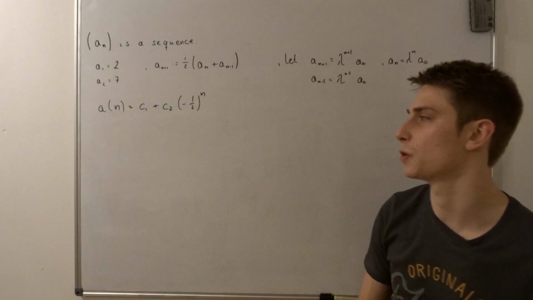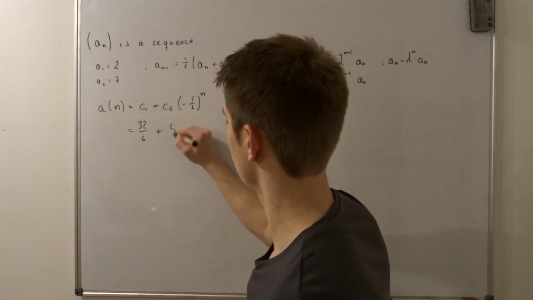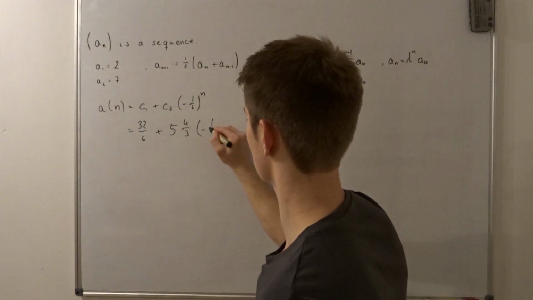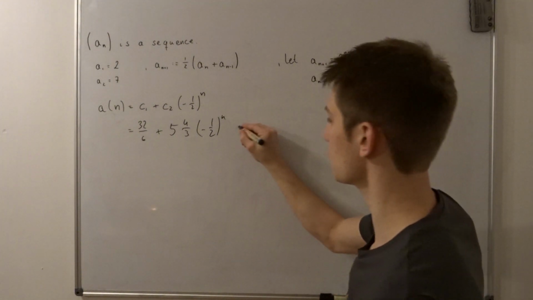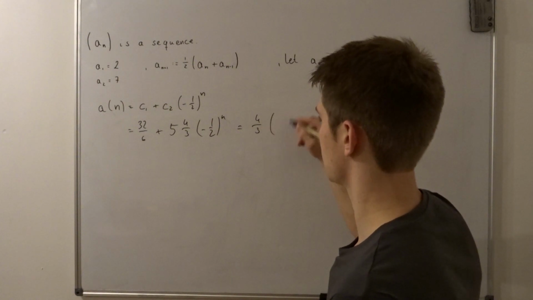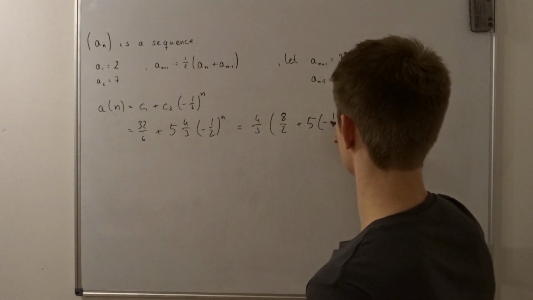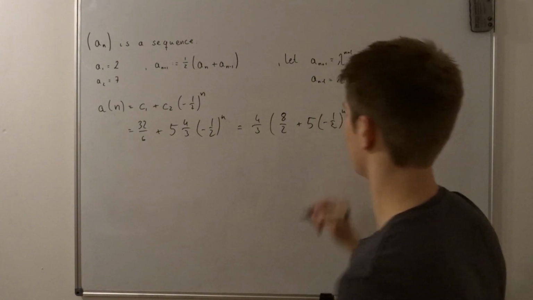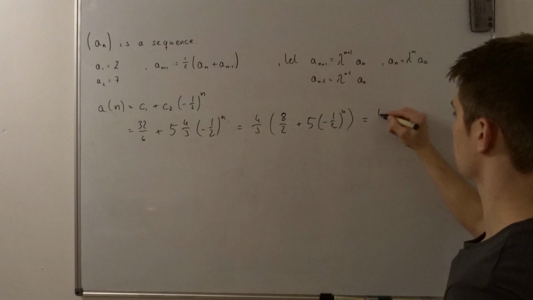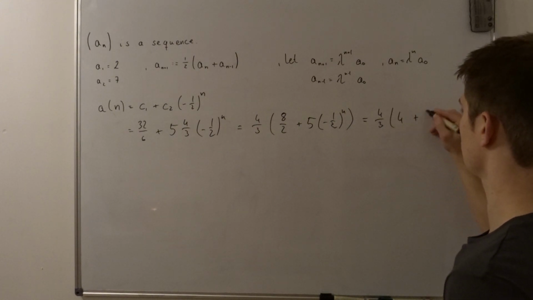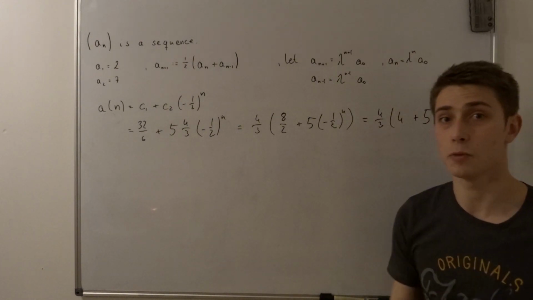So in the end, what are we going to end up with? Let's plug everything in. So that's 32/6 plus 5 times 4/3 times minus 1/2 to the nth power. And we can simplify this a bit, so we could factor out 4/3. So this makes 4/3 times, if we take this out, 8/2 plus 5 times 1/2 to the nth power. And 8/2 is just 4. So our final answer for the nth term equals 4/3 times 4 plus 5 times 1/2 to the nth power. And then we are done.